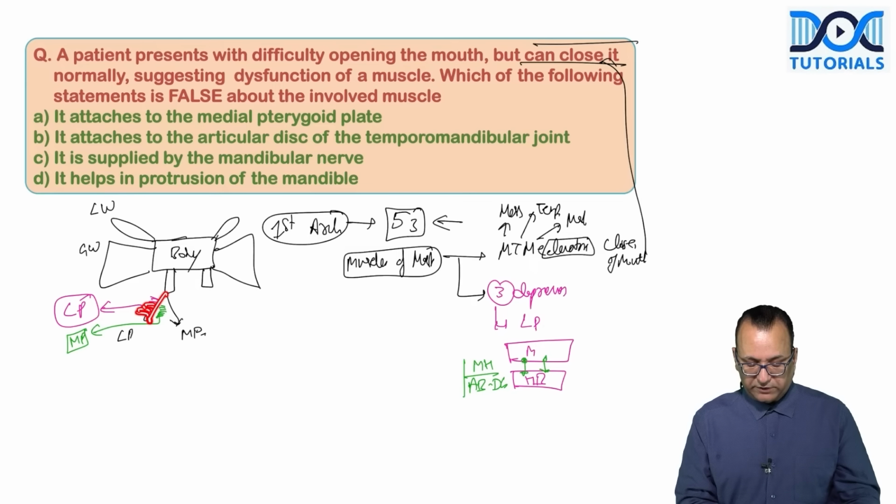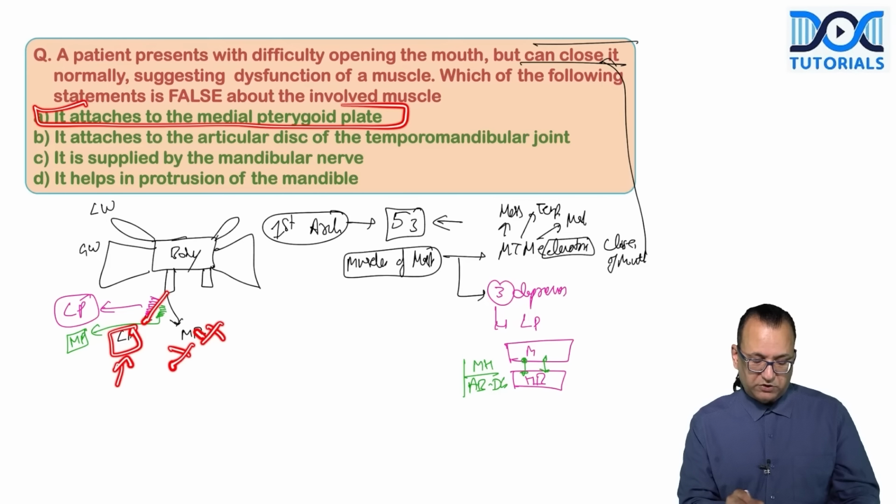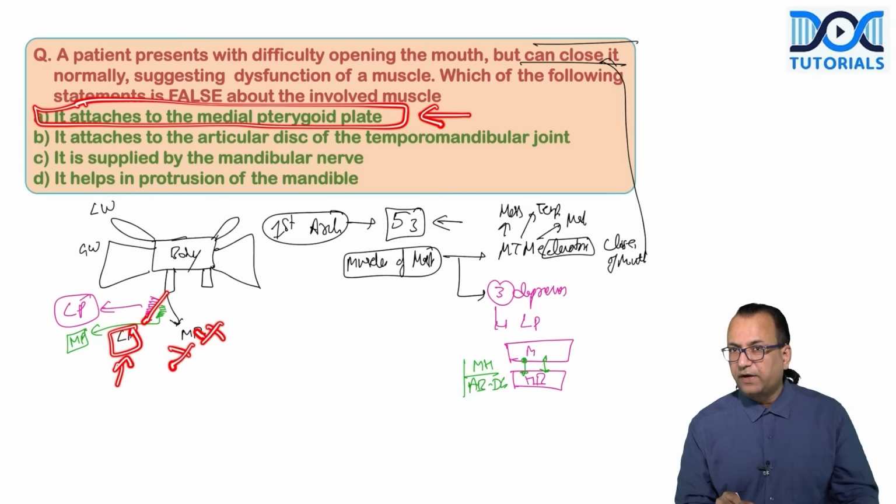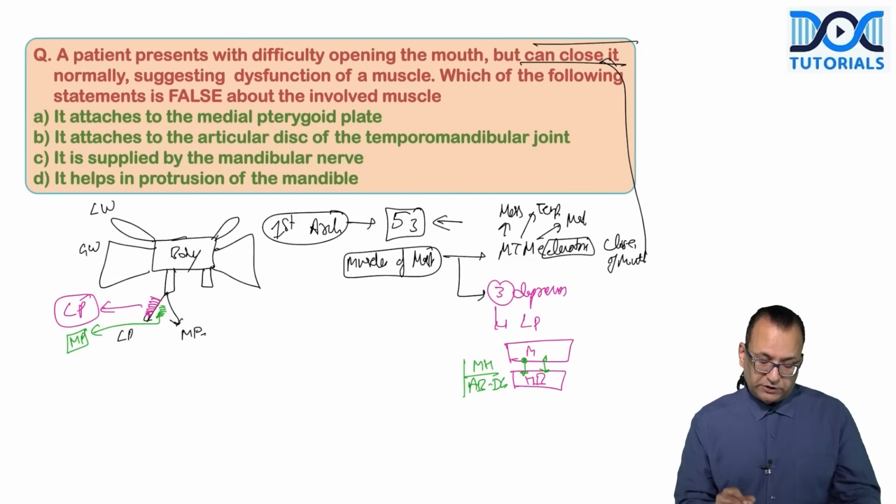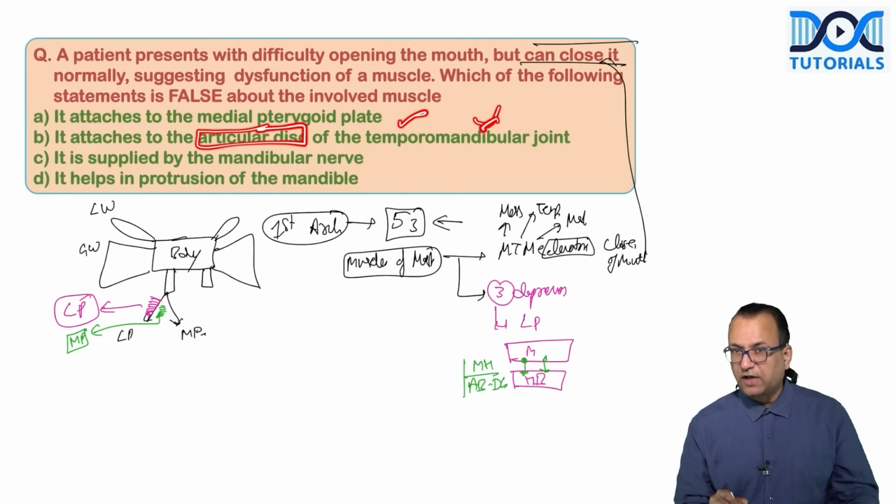If it is the lateral surface of the lateral pterygoid plate, it is lateral pterygoid. If it is the medial surface of the lateral pterygoid plate, it is the medial pterygoid. But both come from the lateral pterygoid plate, not the medial pterygoid plate. So immediately you'll get your answer that it is not attaching to the medial pterygoid plate. It is attaching to the lateral surface of the lateral pterygoid plate. Of course, it is attaching to the articular disc and capsule of the temporomandibular joint, and also the pterygoid fovea, anterior neck of the mandible.